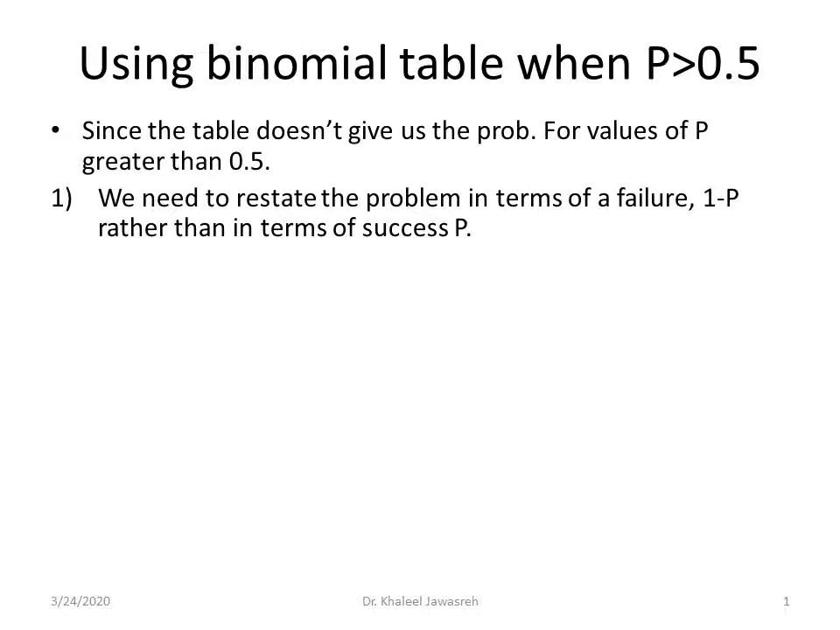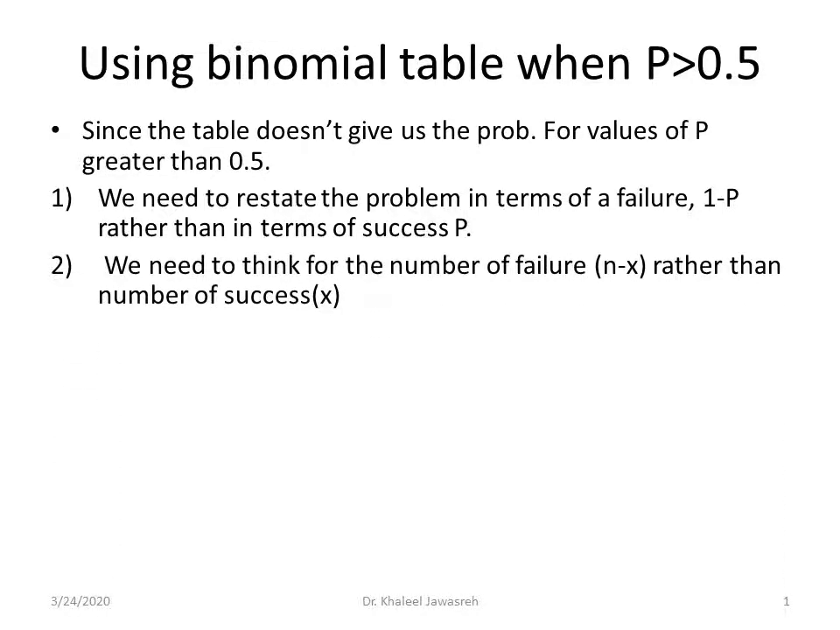Now, if we have, for example, the probability of 0.8, and 0.8 is not found in the table, we do need to restate it as a failure. So 1 minus 0.8 will yield 0.2, and 0.2 can be found where? In the table. This is the meaning of the first thing. The second is we do need also to think of the number of failures, which is n minus x, rather than the number of successes. Previously we were thinking about the number of successes, which is x.